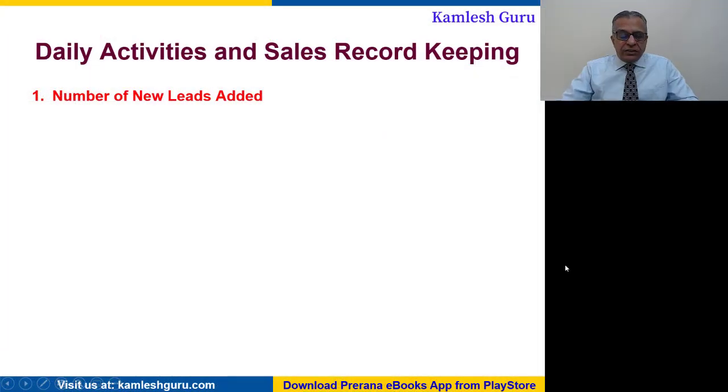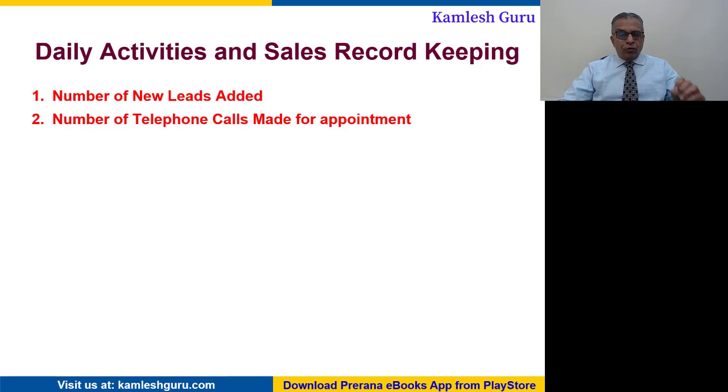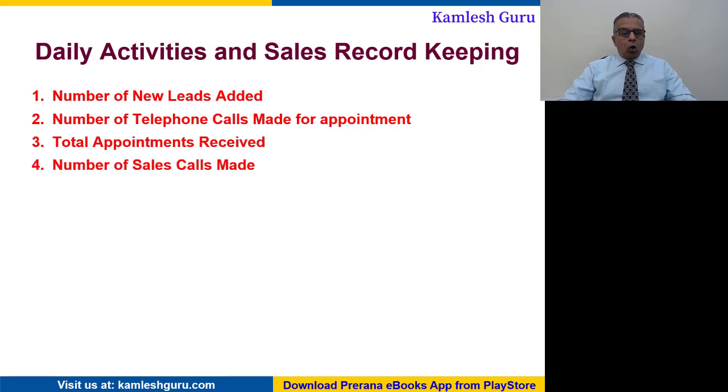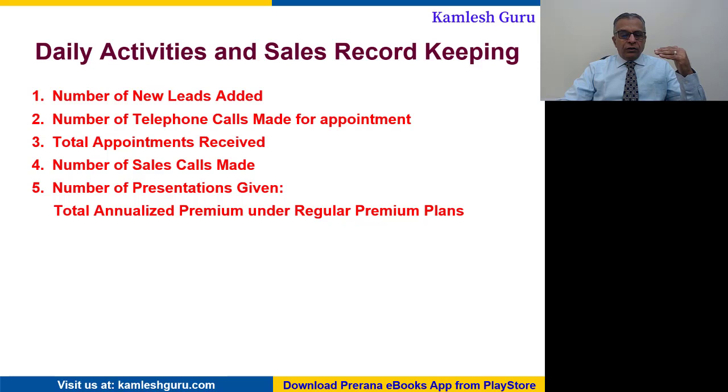Comes the daily activities and the sales record keeping. You have to enter the number of new leads added, number of telephone calls you are making for the appointments, number of appointments you are getting, number of sales calls you have made for the day. So these activities you have to enter under the software based on what daily activities you are doing. How many presentations you have given under the regular premium policies? What is the total premium under regular and single premium?